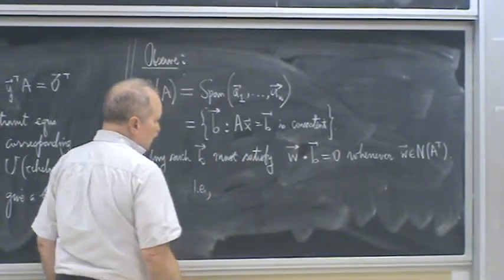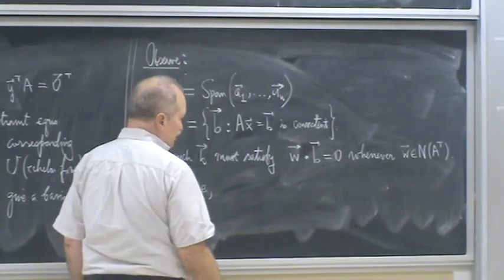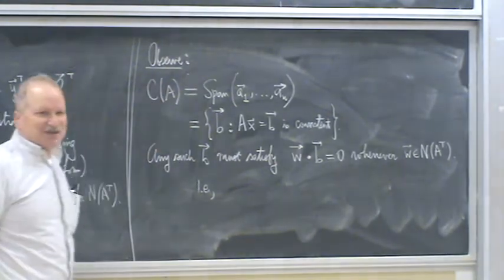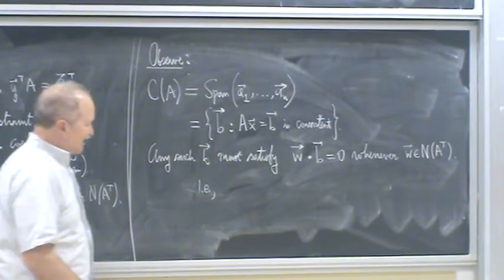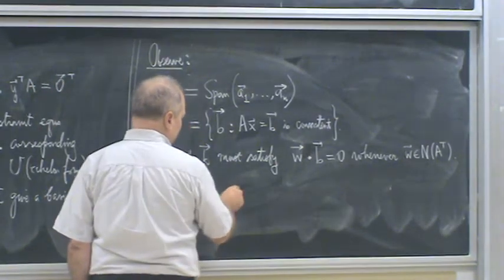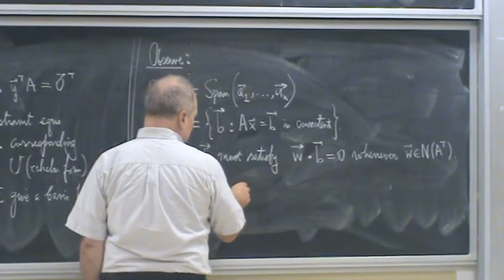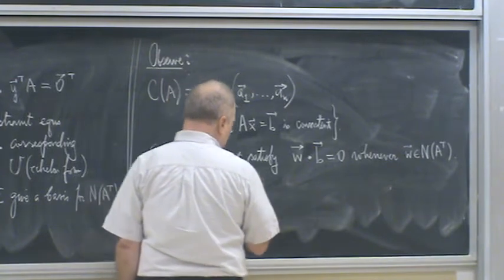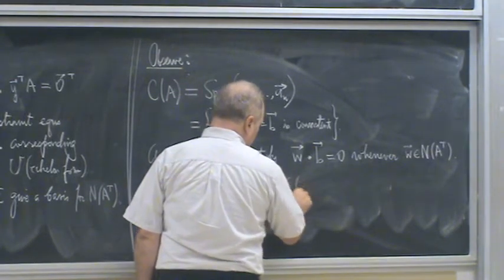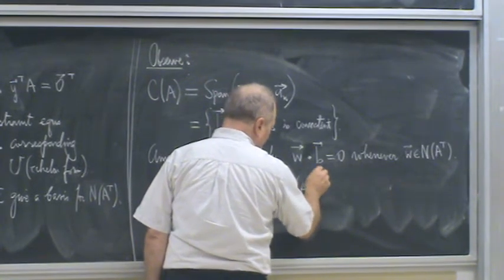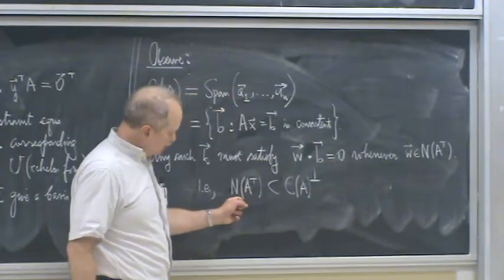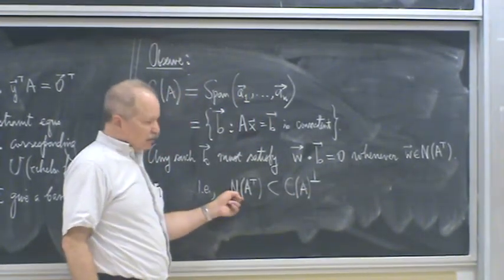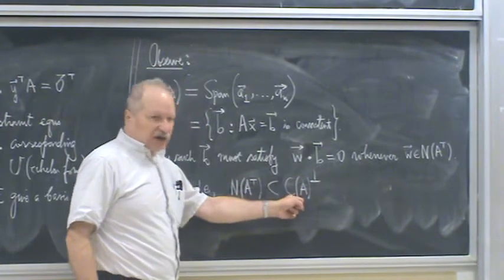Column spaces. The column spaces are orthogonal. There's something with perps going on here, isn't it? Column space perp is left null space. Well, yeah, left null space perp, certainly. Any vector in here is orthogonal to all the columns.